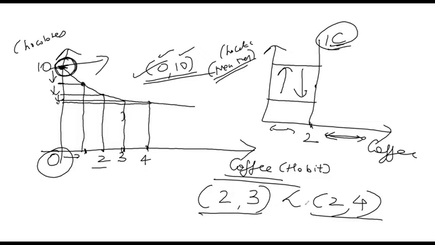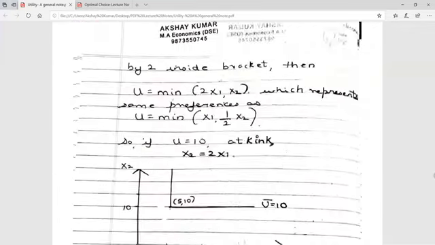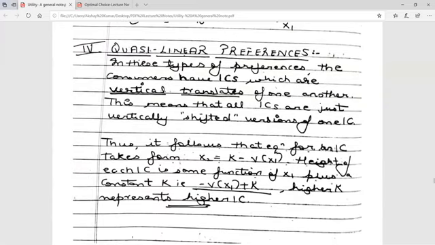Yes, sir, I hope I got it. Anyone else who has any doubts, feel free to ask. Okay, so I hope quasi-linear preferences was clear. I'll just show you the lecture note so that you are comfortable with what we have done. So these are quasi-linear preferences.